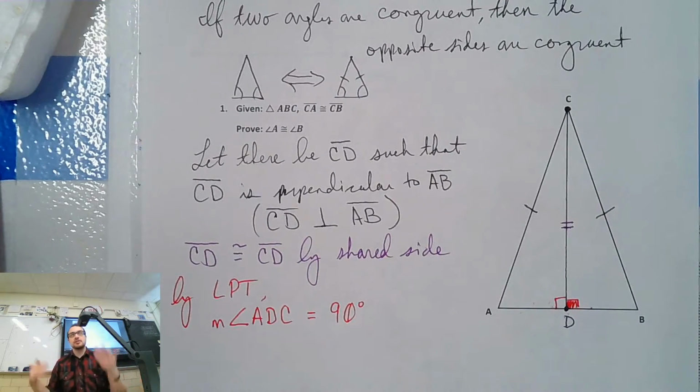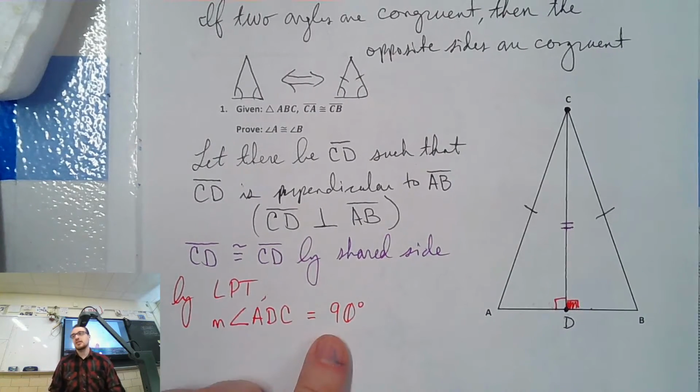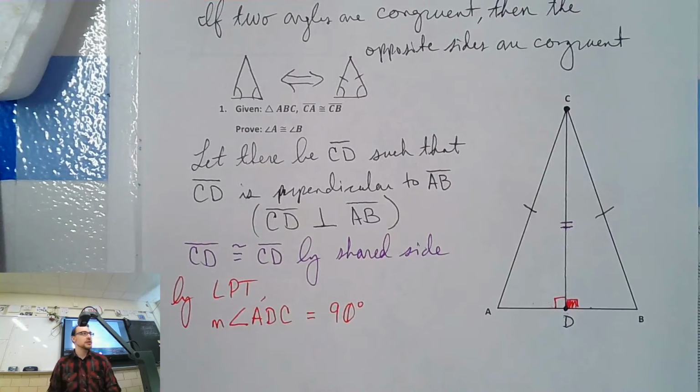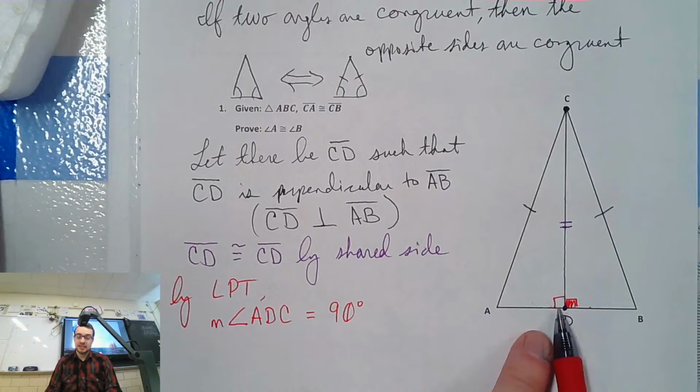Linear pair theorem means they're supplementary. Supplementary means they're 180. 180 minus 90 is 90, so this guy's 90, right? We're cutting to the chase here. I bet you guys like that. It's a lot less writing. Does everybody understand the idea of linear pair theorem? And why it means that guy's 90?